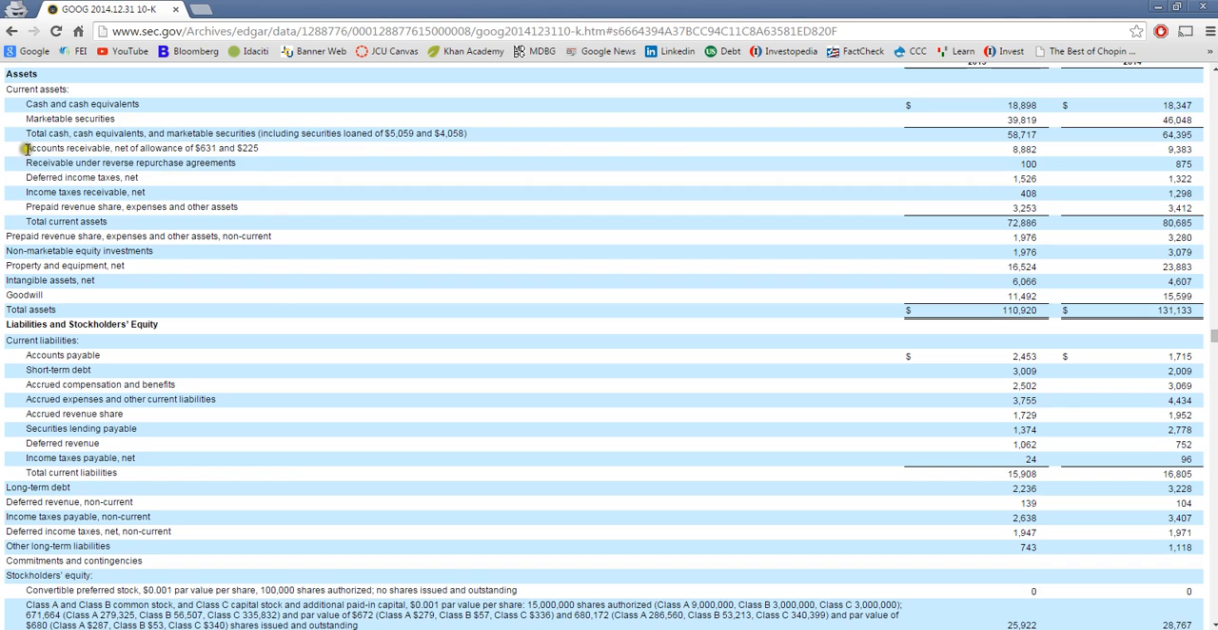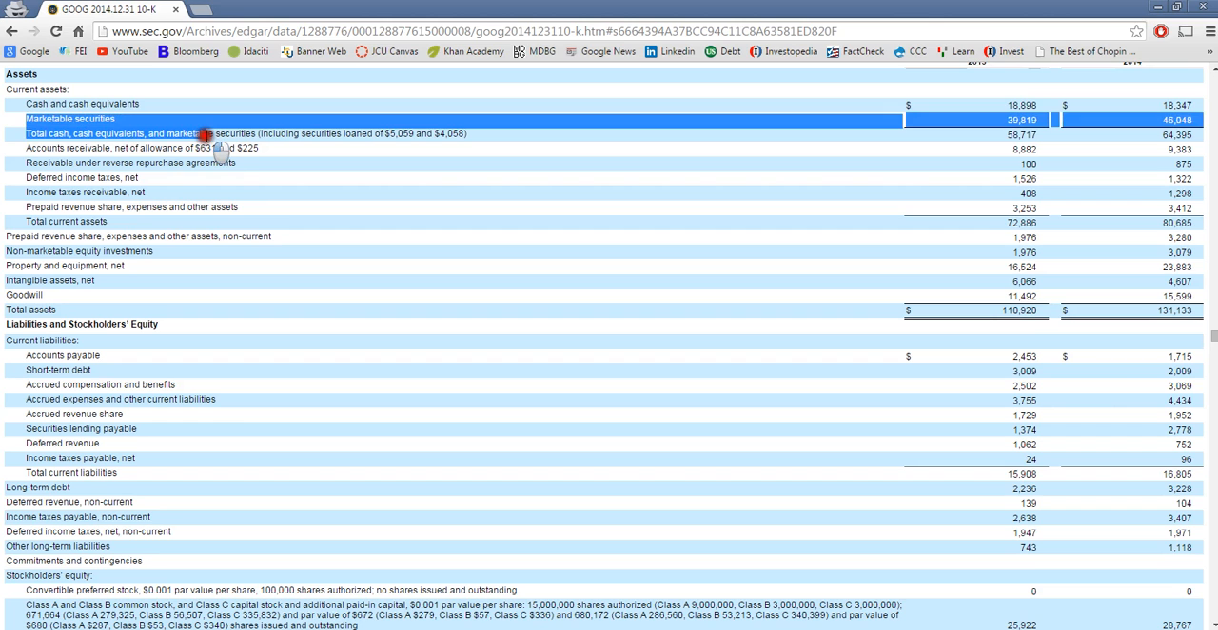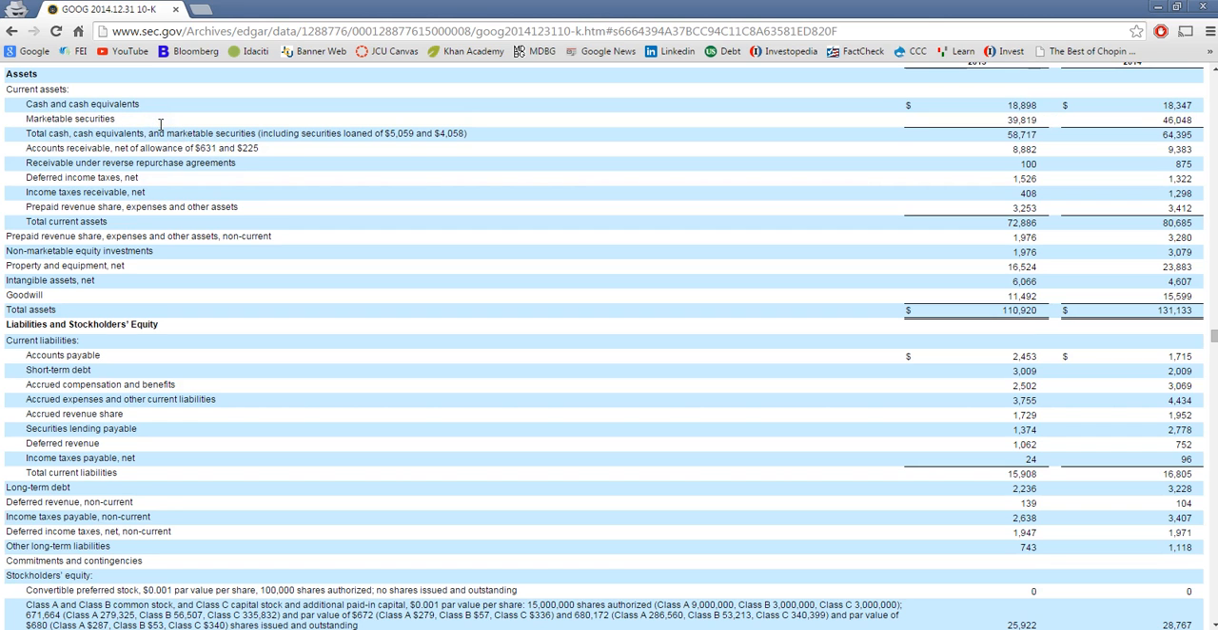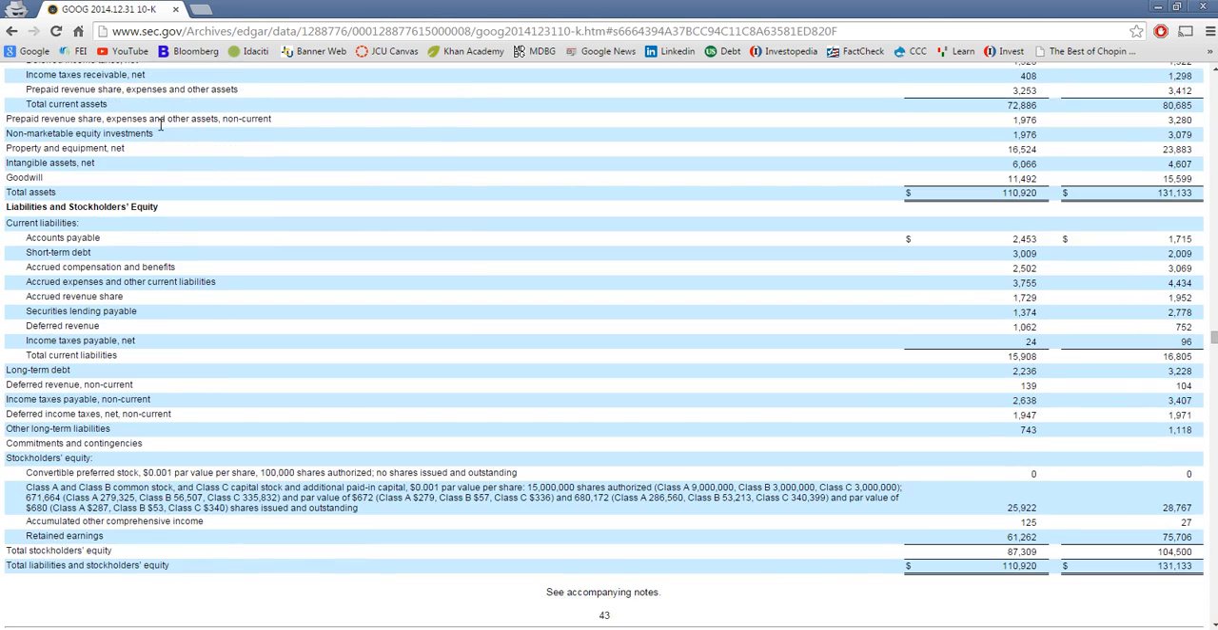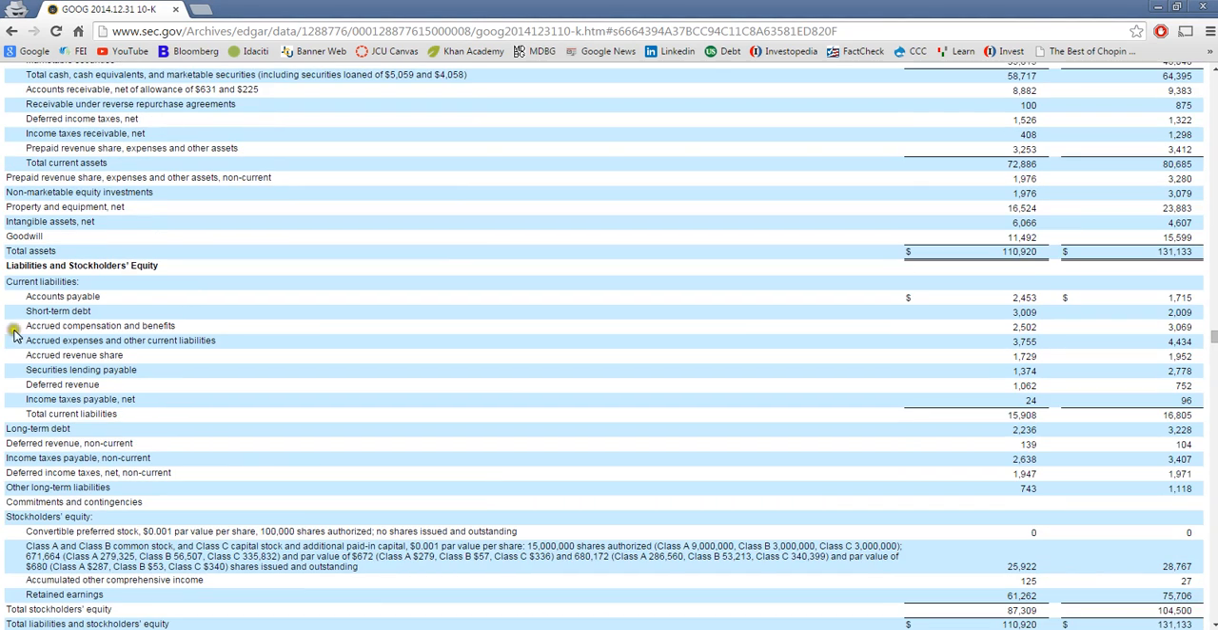So that's saying that accounts receivable can be turned into cash quicker than deferred income taxes, but not as quick as marketable securities on average. So again, it's an order of liquidity. And then you see here current liabilities, accounts payable, short-term debt. These should be some terms you're familiar with. Some of these terms you won't be.